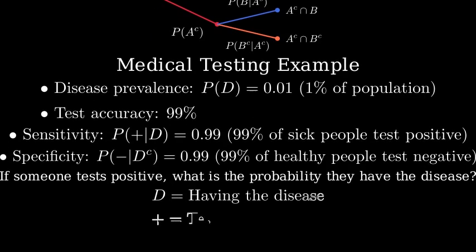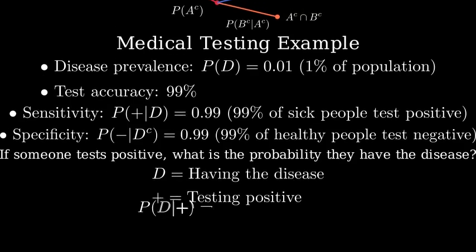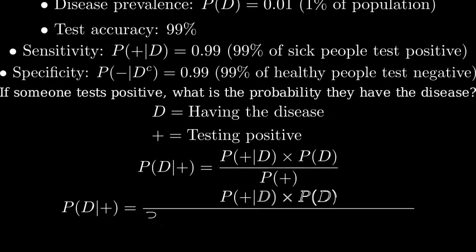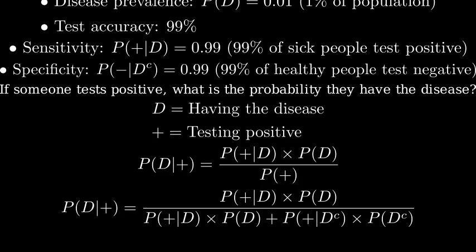To solve this problem, we need to find P(D | positive test). Let's define our variables. D represents having the disease, and plus represents testing positive. Applying Bayes' theorem, we get P(D | positive test) equals P(testing positive | D) times P(D) divided by P(testing positive). Expanding the denominator, we get P(testing positive | D) times P(D) plus P(testing positive | not D) times P(not D).